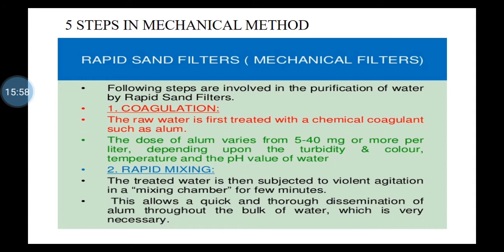Then the second step is mixing. Now the alum treated water is mixed mechanically in a mixing chamber. So the water that is mixed with alum is subjected to the mixing chamber for a few minutes. And in this mixing chamber what will happen? The alum will get dissolved in water, and the impurities get precipitated, isn't it?